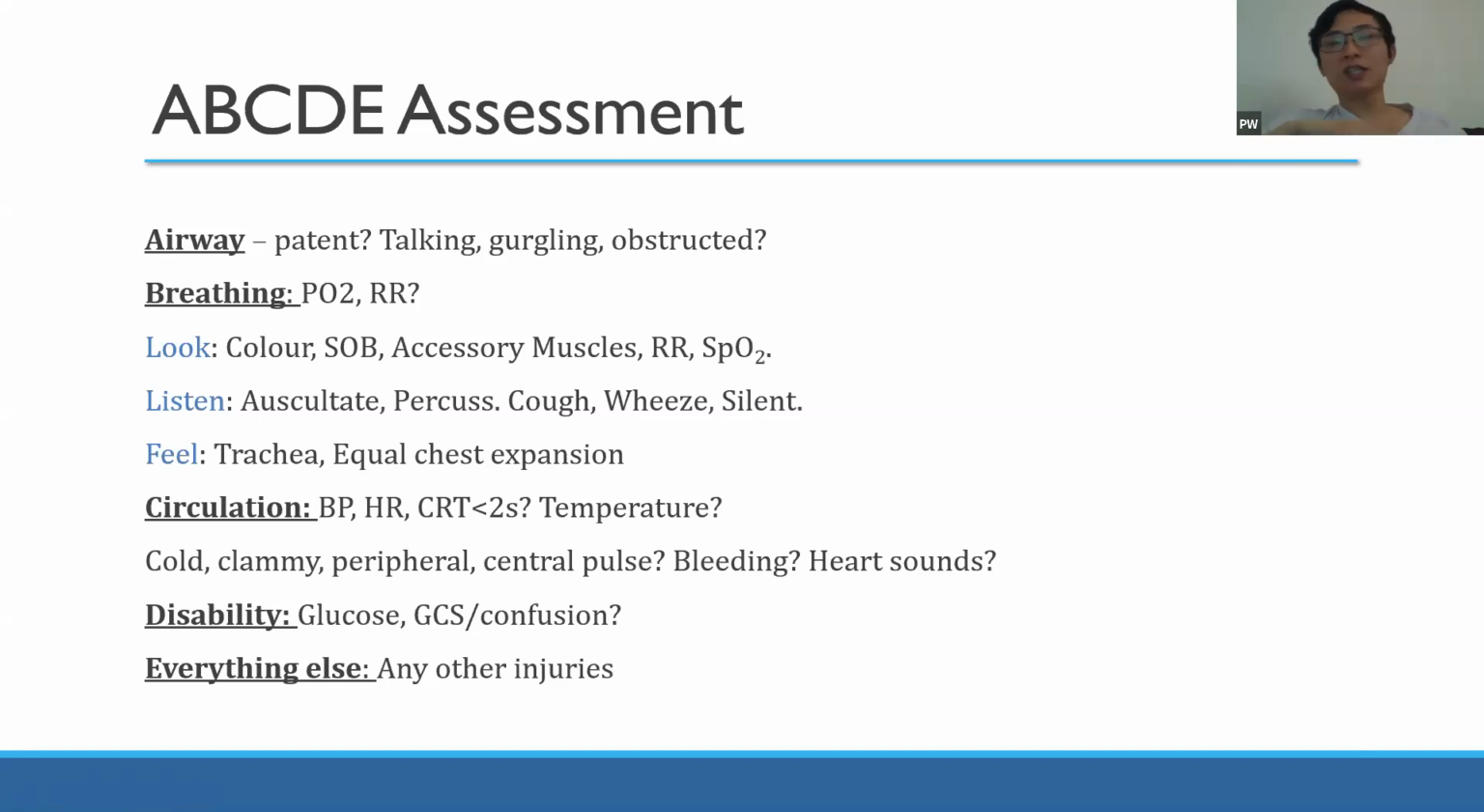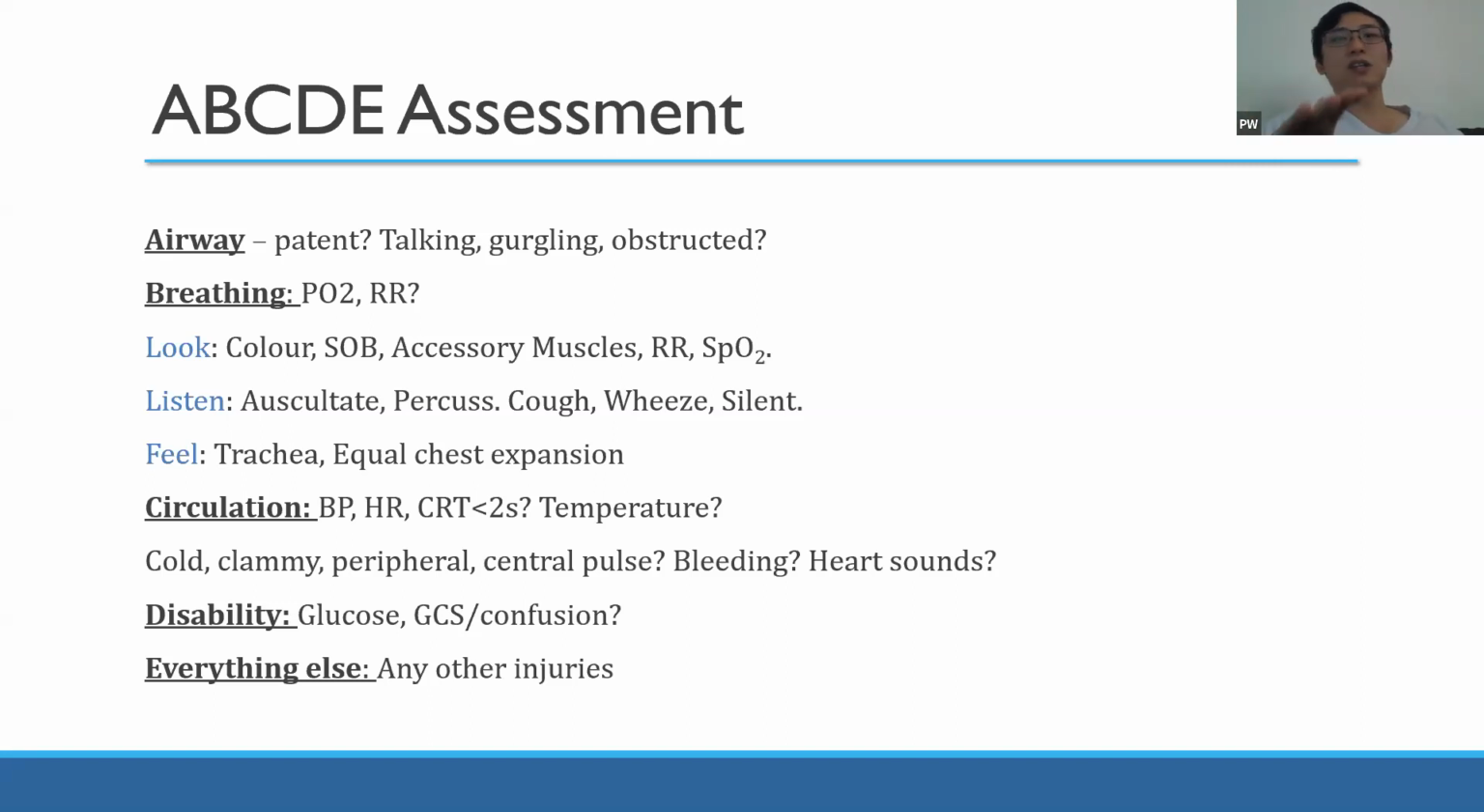You're going to be percussing, seeing if they've got any resonance, any dullness that's present there. Seeing if they're coughing, what does that sound like, seeing if they've got any wheeze, or worst of all, any sort of silent chest. You're also going to have a feel, have a look at their trachea, see if it's deviated, see if they've got any sort of pneumothorax, see if they've got equal chest expansion either side.